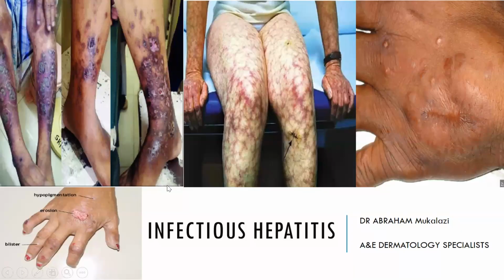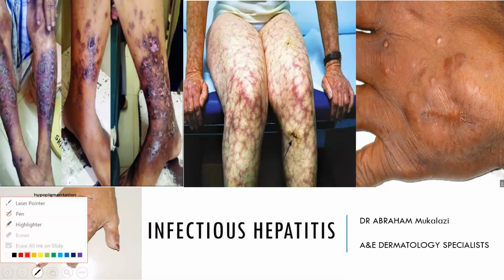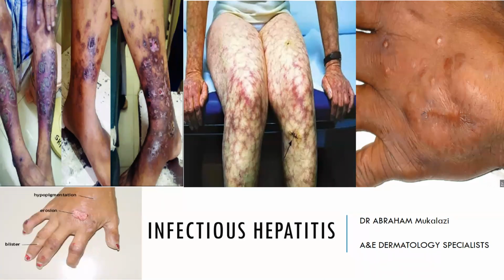So to start with, we have this picture that highlights a few of the conditions that have been associated with hepatitis B and C. In the first picture here, where you see my cursor, we see rashes on the dorsal aspect of the hand with erosions, ulcers, dyspigmentation, and also blistering. And this is porphyria cutanea tarda, which is associated with viral hepatitis C infections as well as hepatitis B.